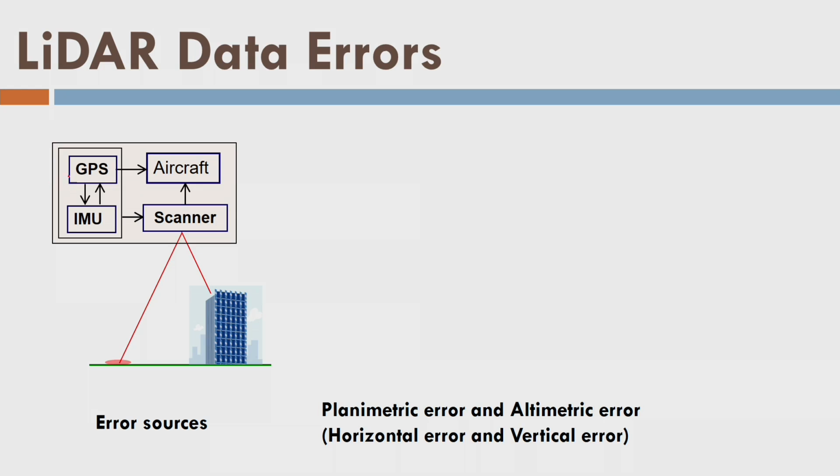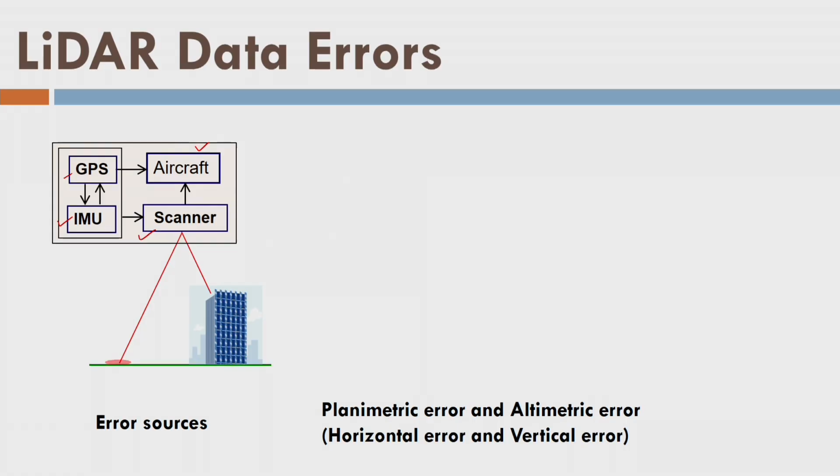For example, three elements: scanner, GPS, IMU, and then they are mounted in the aircraft. So, aircraft trajectory also has some error, and as a result what happens is a user specifies that I want the data quality up to so and so limit, and similarly he has some criteria for the vertical direction error. Now, all these four elements are contributing to the error of the data, and as a result we have some planimetric error and we have altimetric or vertical error.